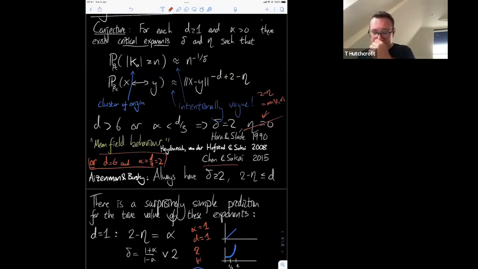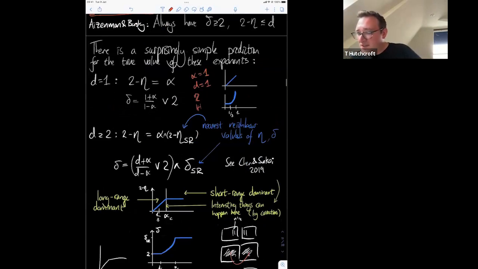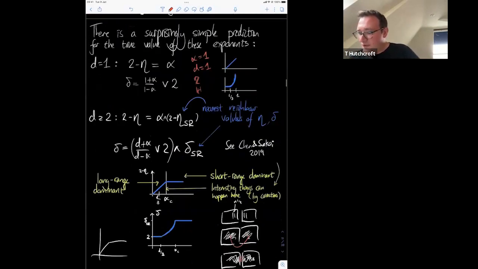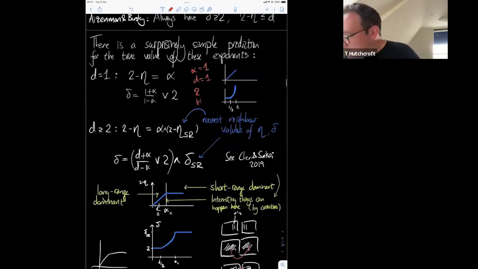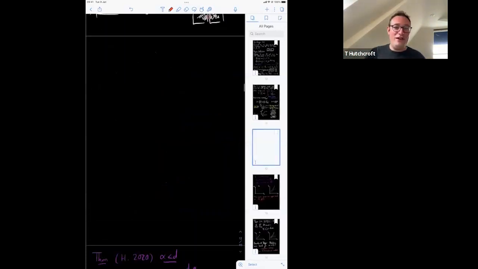Okay, and these things have been understood again with basically the same kind of techniques as the nearest neighbor model, the lace expansion. Okay, so what's the prediction that I mentioned? Well, basically, it's the following idea. So, in fact, let me not look at what I have written already because I'll spoil it for you. So here's the idea.